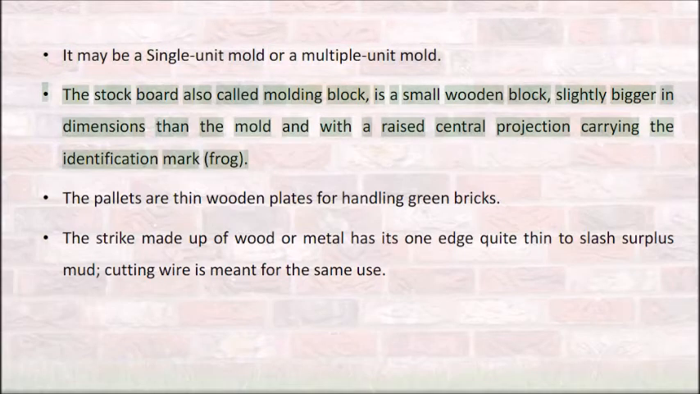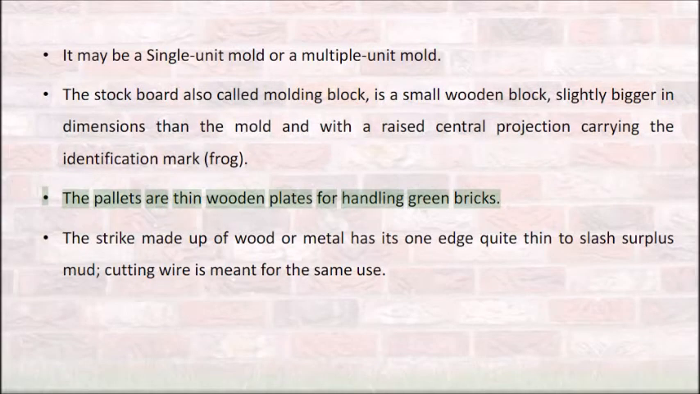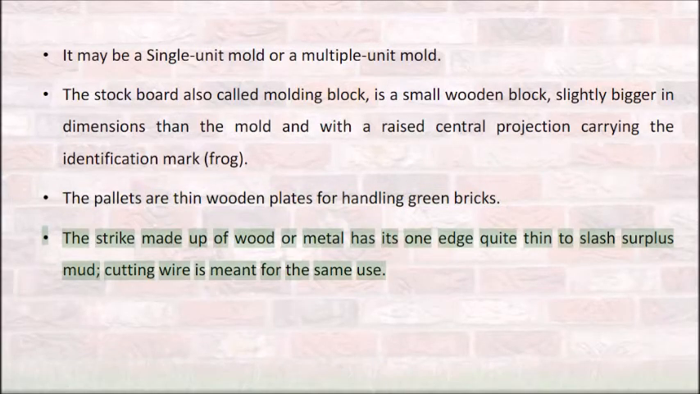The stock board, also called moulding block, is a small wooden block, slightly bigger in dimensions than the mould and with a raised central projection carrying the identification mark, the frog. The pallets are thin wooden plates for handling green bricks. The strike, made of wood or metal, has one edge quite thin to slash surplus mud. Cutting wire is meant for the same use.